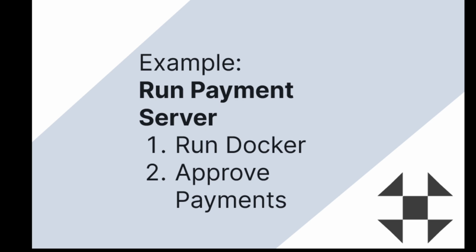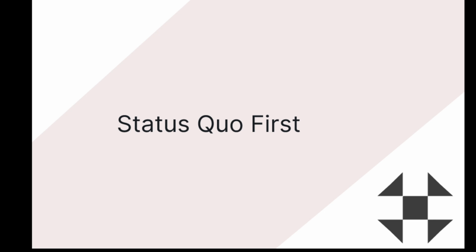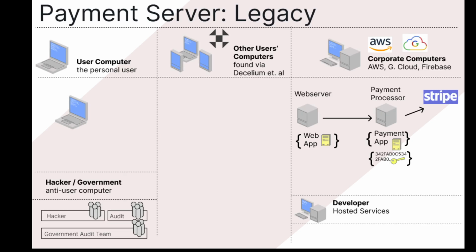So to go over a quick example, I wanted to talk about an example that highlights both the strengths and differences inherent in a decentralized system. We're going to talk about payment servers, something like a t-shirt store. First, as usual, let's talk about the status quo. The status quo would involve a web application that provides a payment screen, maybe a way for someone to buy a t-shirt.